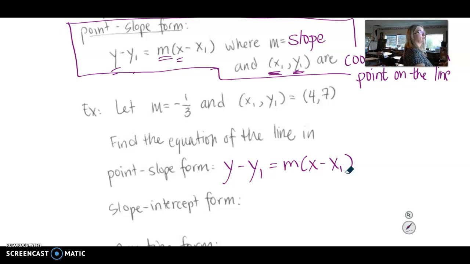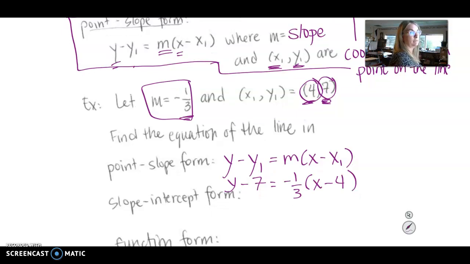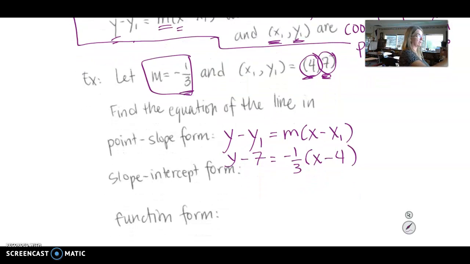So my point, x1, y1, here's my x1, here's my y1, and my slope m is negative 1/3. All I'm going to do is substitute those values in here. So I still have y minus my y1 value, which is this 7. m is this guy, negative 1/3. And then I have x minus the x1 coordinate, which is this 4. So x minus 4. The negative is in the formula, so it's going to be y minus 7 equals negative 1/3 times x minus 4.